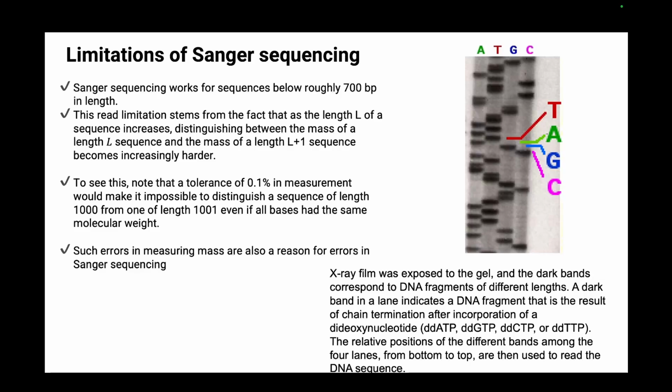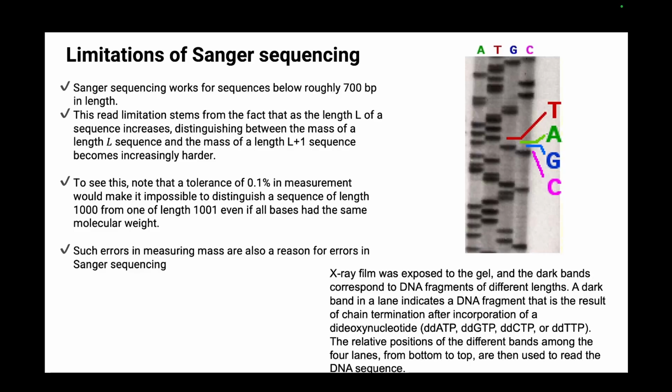Sanger sequencing works for sequences roughly below 700 base pairs in length, and the read limitation stems from the fact that as the length L of a sequence increases, distinguishing between a mass of length L and a mass of length L plus 1, which is what you're doing during gel electrophoresis, becomes increasingly harder. So the tolerance of 0.1% measurement would make it impossible to distinguish a sequence of length 1,000 from one of length 1,001, even if all bases had the same molecular weight.